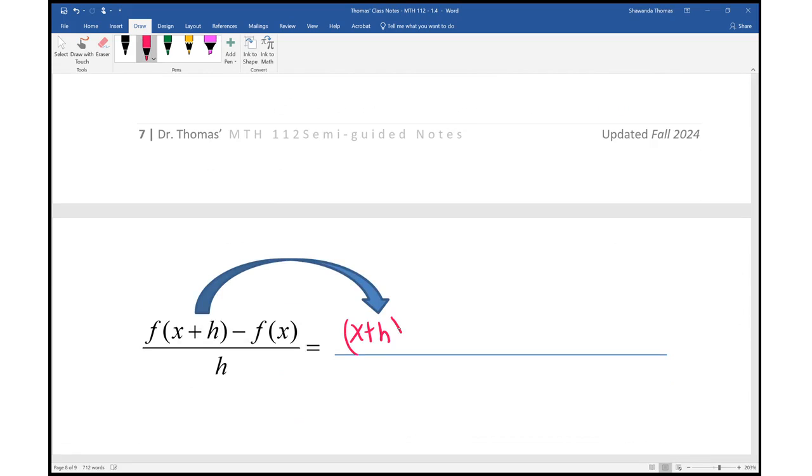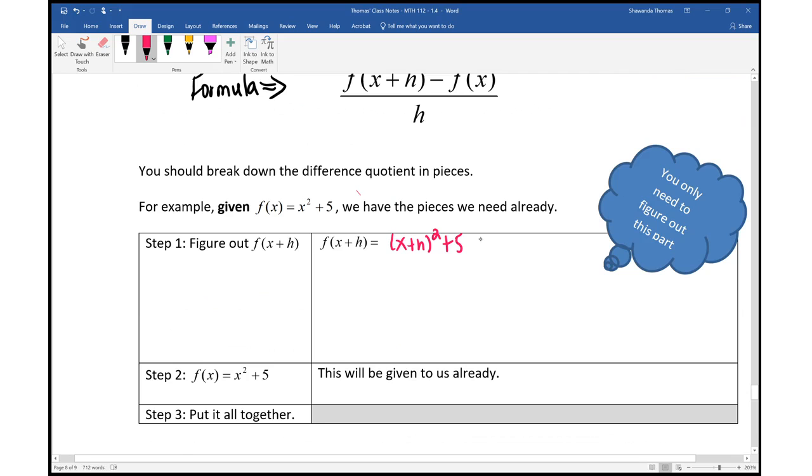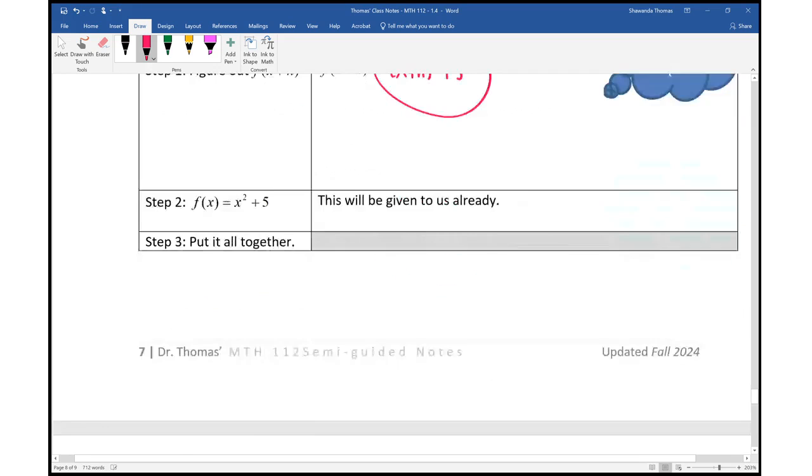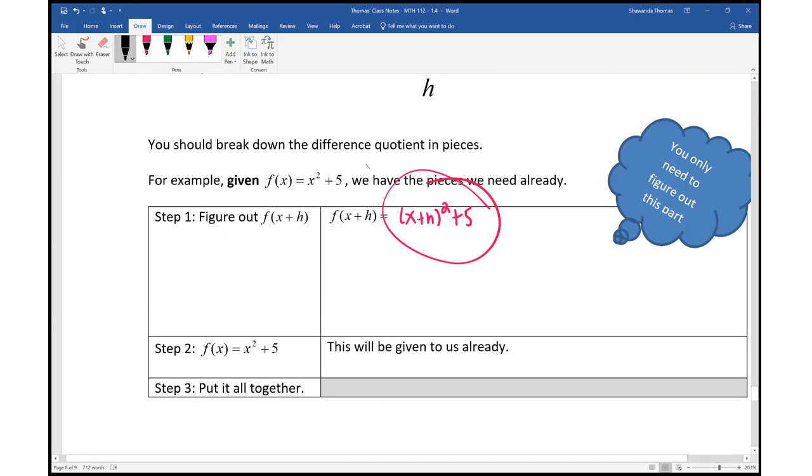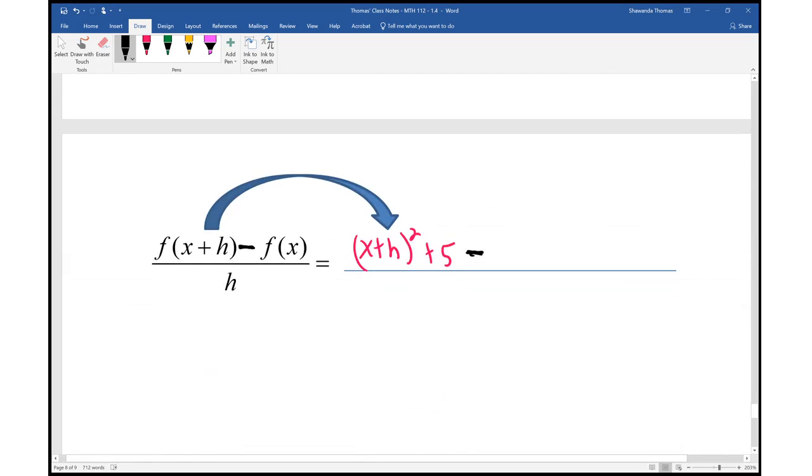x plus h squared plus 5. Right? There you go. We just worked that out. Then the formula says minus, I'm going to put the minus there, f of x. Now, what is f of x? f of x is x squared plus 5. So that is not one term. That's two. So whenever that happens, you need to put a parenthesis.